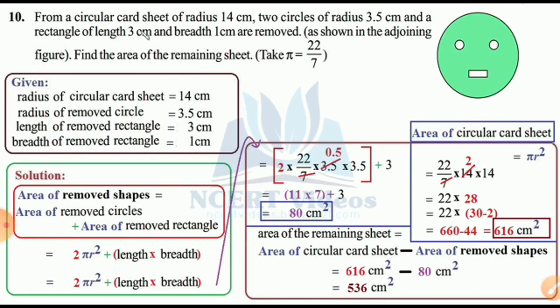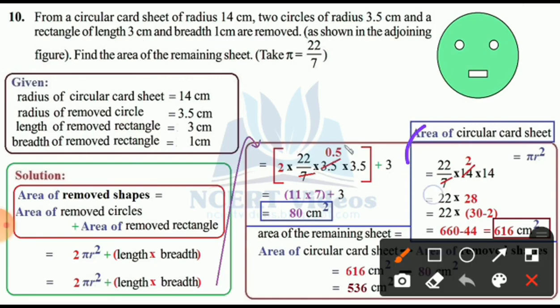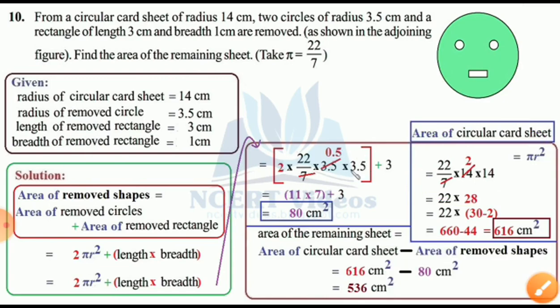Area of the whole circular sheet is here. First find the whole sheet's area, so we took that, right? Okay, so we got 616 centimeter square. Is it or not? Correct. Now 616 centimeter square minus 80 centimeter square gives you 536 centimeter square.